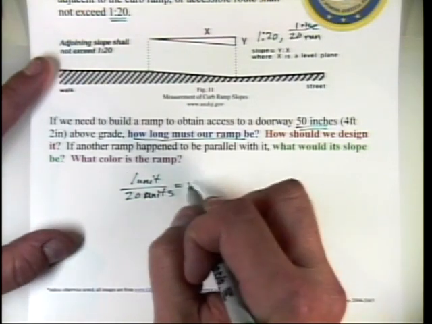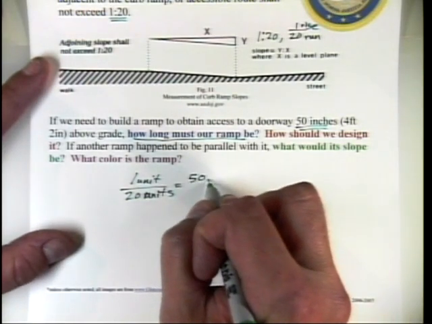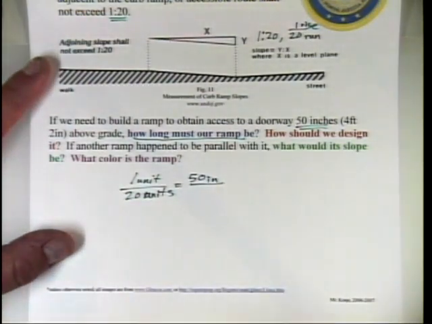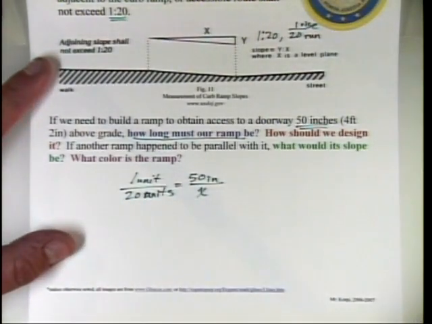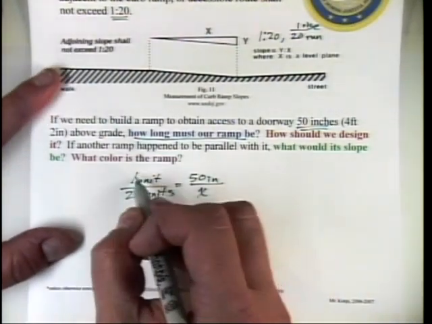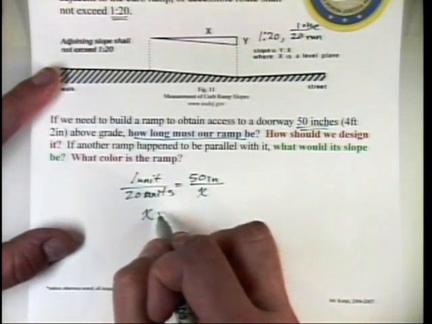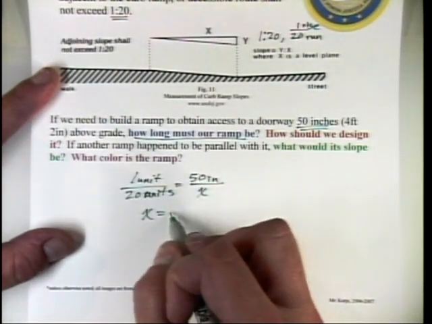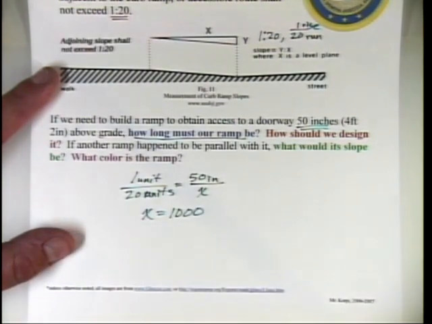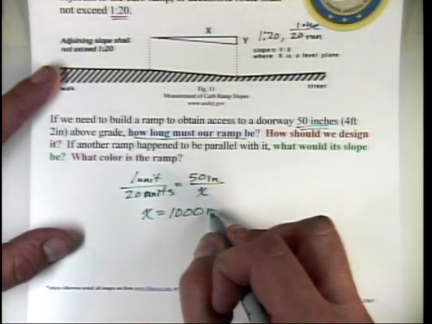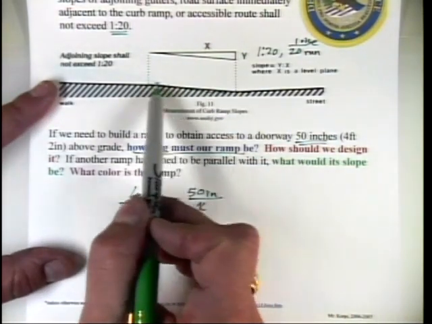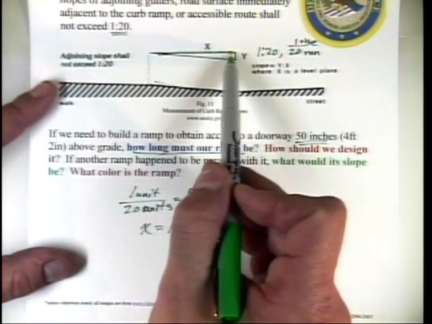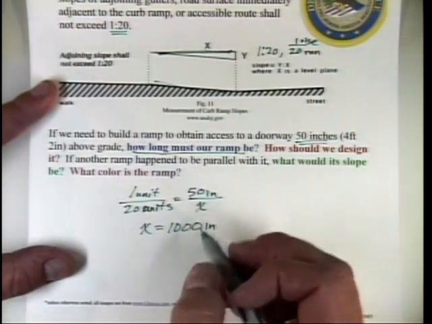I'm going to do it all in terms of inches. So I need to rise 50 inches, and I'm trying to figure out what the run needs to be, how long it needs to be. So that would be, I'll call that x. Now if I cross multiply, I get 1 times x is x, and 50 times 20 is going to be this fantastic number, 1,000, and that's inches. Now that's not the tape measure distance along the slant of the ramp. That's going to be the horizontal distance. It needs to be 1,000 inches.